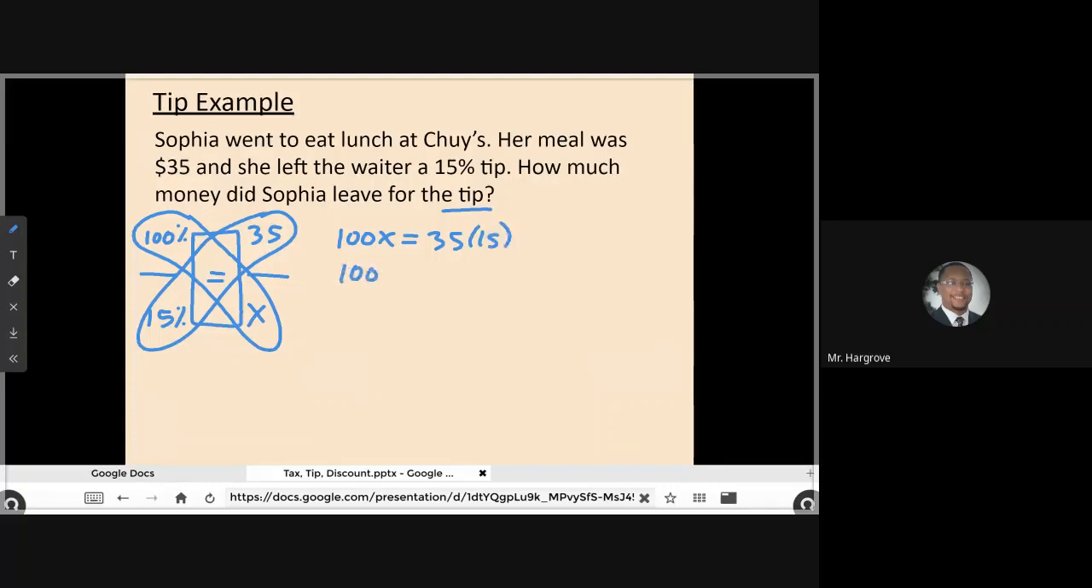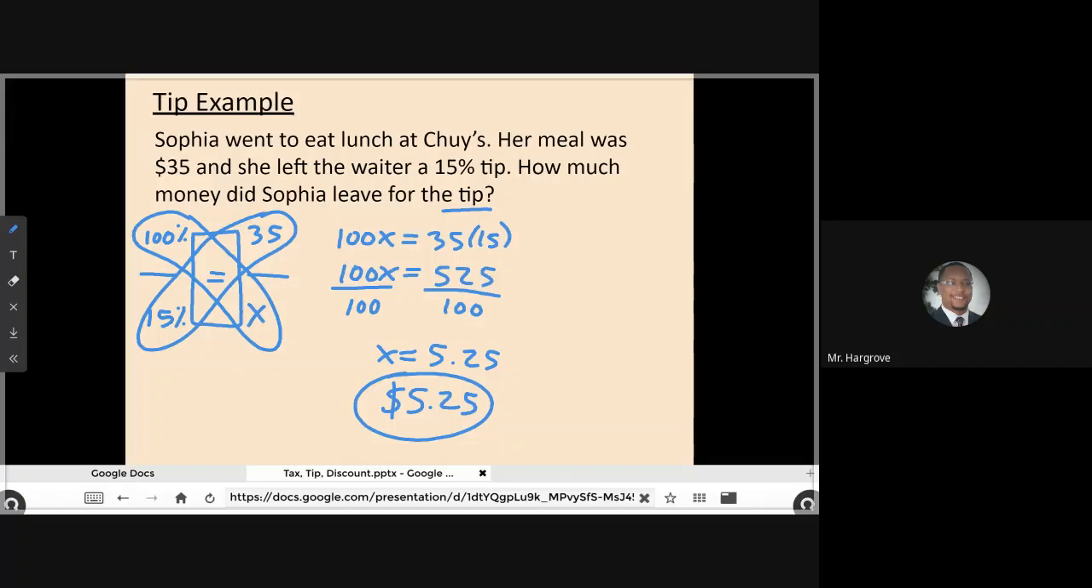So that is 100x equals 525. I'm going to divide both sides by 100. That's going to give me x equals 5.25. So that is the answer. The amount of the tip that Sophia left is $5.25. That is the amount of the tip.